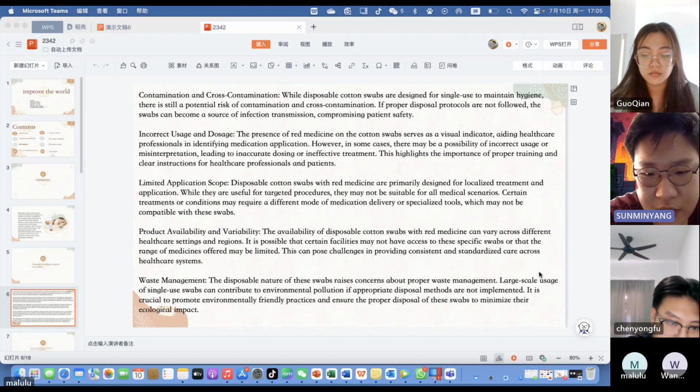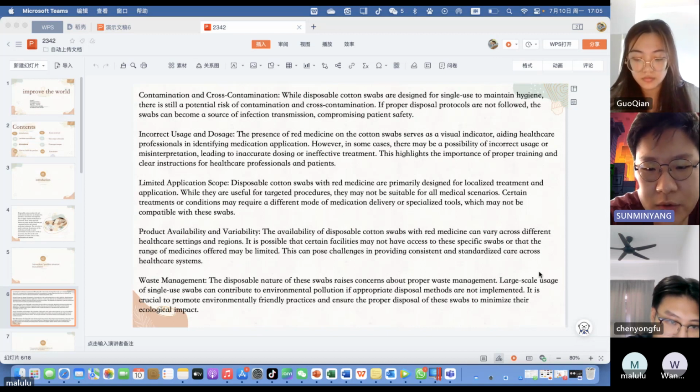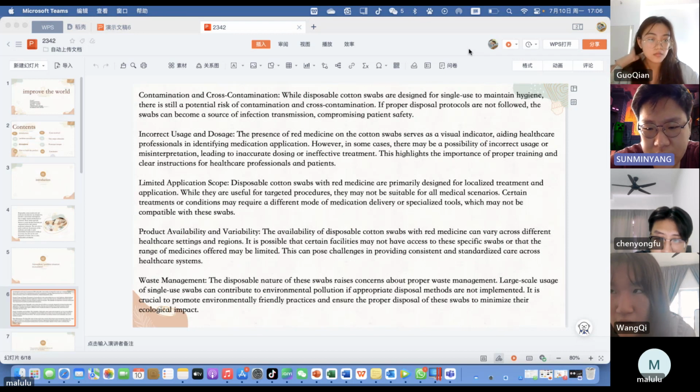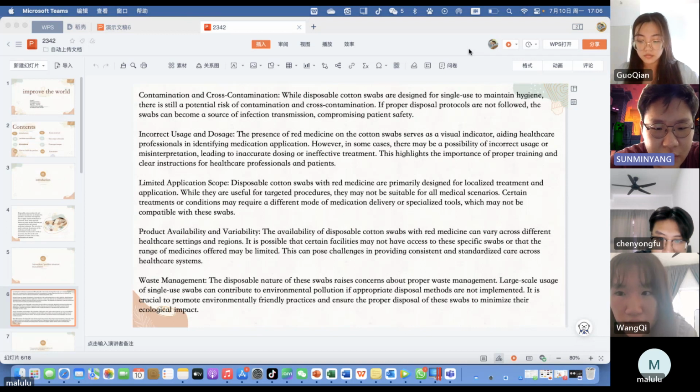The fourth part is the product availability. The availability of disposable cotton swabs with red medicine can vary across different healthcare settings and regions. It's possible that certain facilities may not have access to these specialized swabs, or that the range of medications offered may be limited. This can pose challenges in providing consistent and standardized care across healthcare systems.